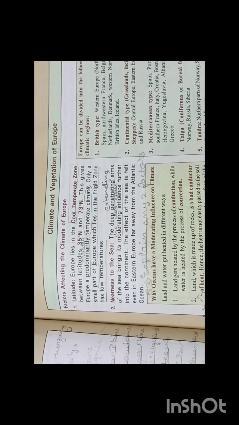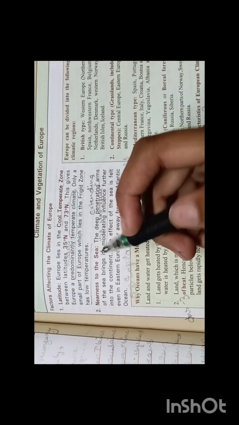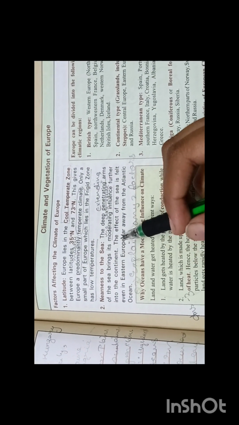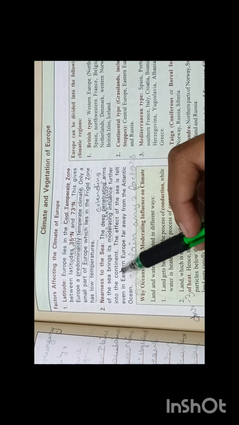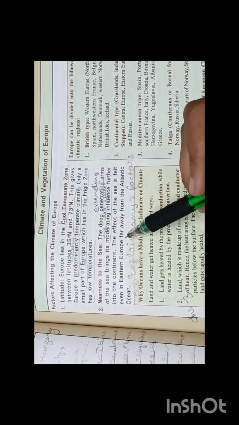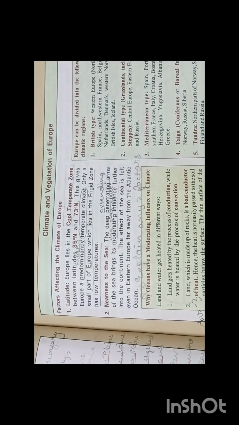temperatures. Then we have nearness to the sea. The deep penetrating arms of the sea bring its moderating influence further into the continent. The effect of the sea is felt even in Eastern Europe, far away from the Atlantic Ocean.